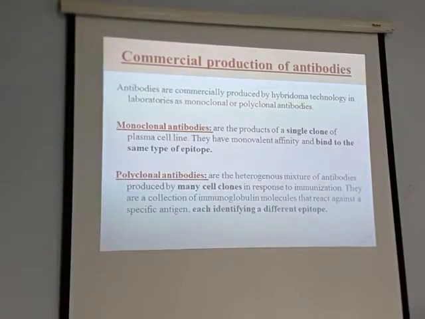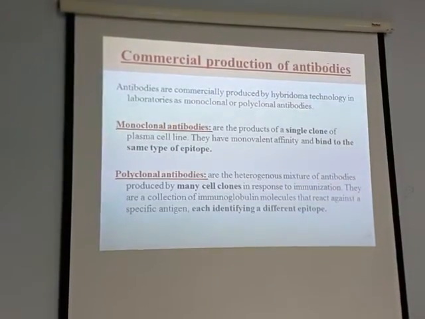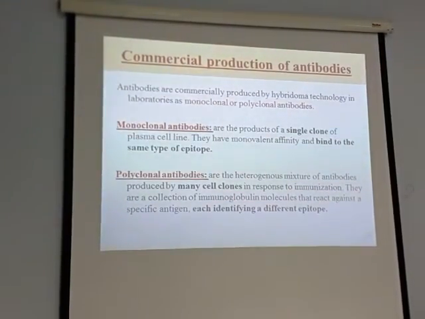So these antibodies are specific to a specific antigen. If you want an antibody against HIV, a single cell line will produce a specific antibody only. It will bind only the HIV antigen. That is called a monoclonal antibody.